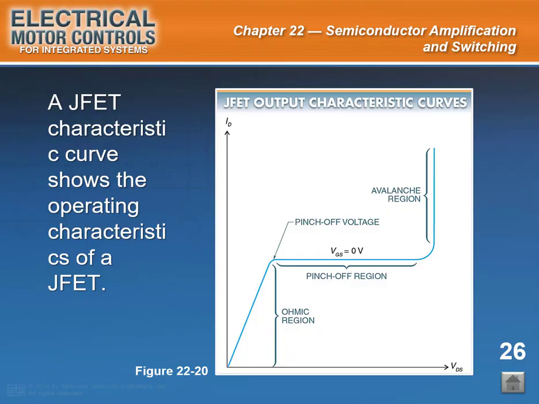A JFET characteristic curve shows the operating characteristics of a JFET. See figure 22-20. On a JFET characteristic curve, the drain-to-source voltage, abbreviated as V subscript DS, is plotted along the horizontal axis. The drain current, abbreviated as I subscript D, is plotted along the vertical axis on the characteristic curve for a typical N-channel JFET. By using one curve, the detailed information produced may be more readily obtained at any operating point chosen along the curve.